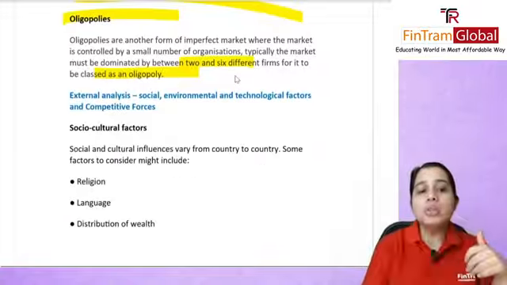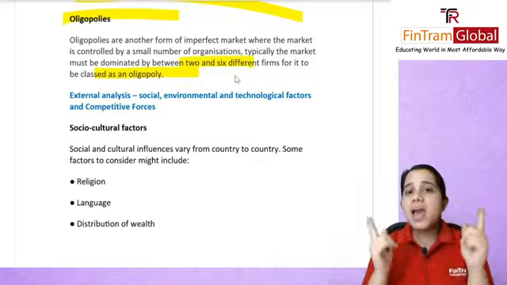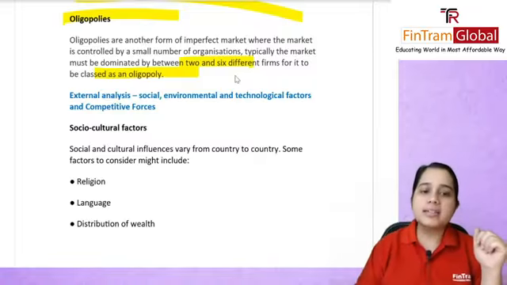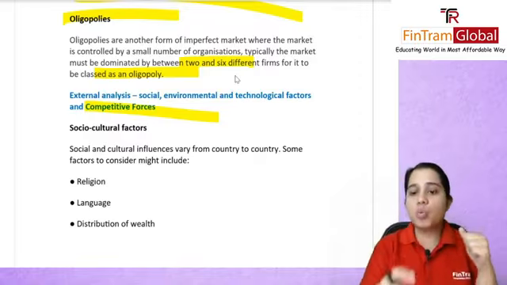Alright, moving on to the next part of external analysis, which is your social, your environmental and your technological factors, and the various competitive forces that are there in such an environment.